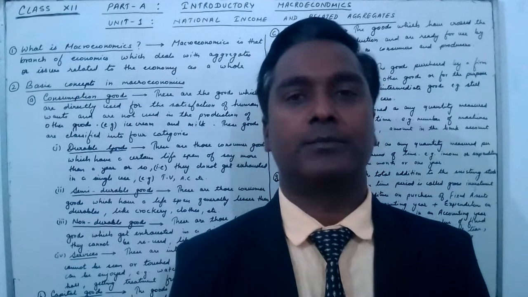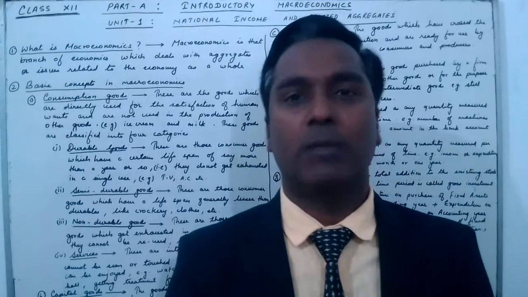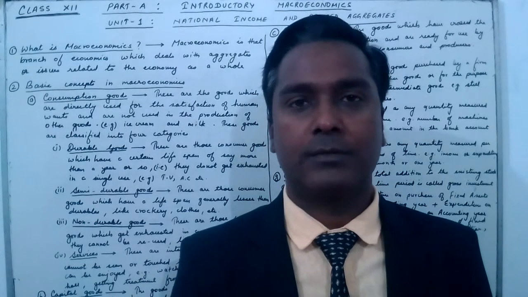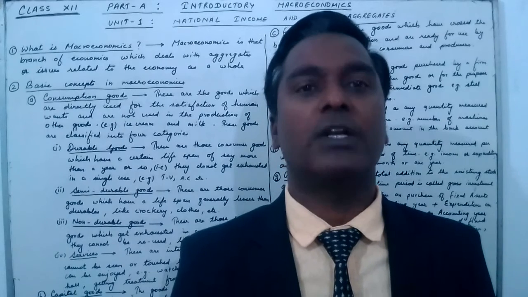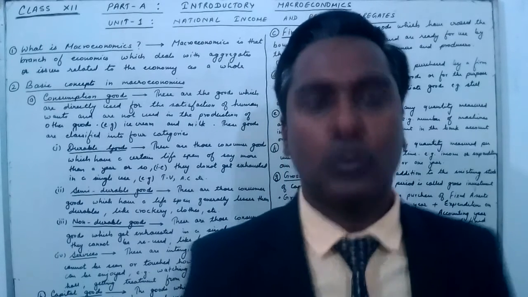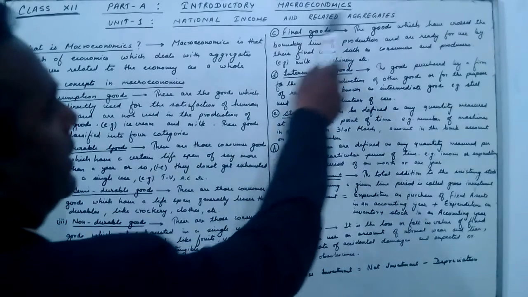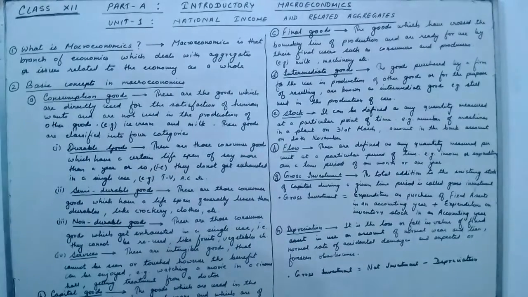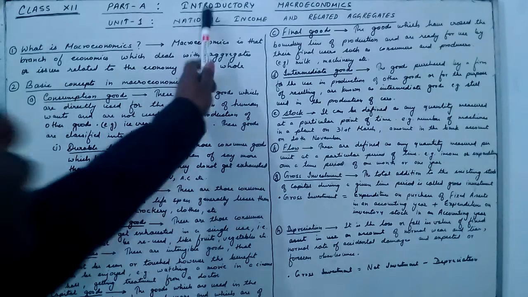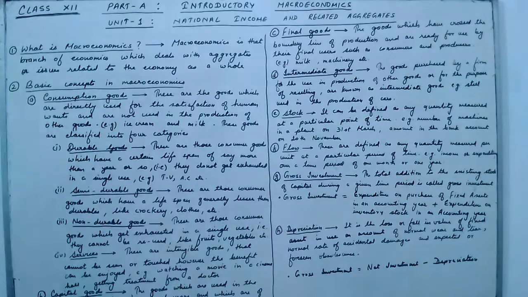Good morning, children. Today we will study macroeconomics, unit number 1, and that unit is national income and related aggregates. This is the first unit, and we are going to study the introductory macroeconomics.